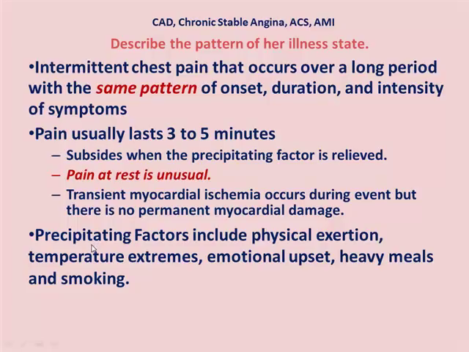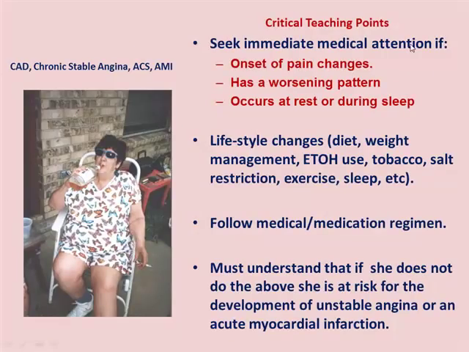So what will bring on that pain is, for most individuals, some kind of physical exertion or temperature extreme. When it's very hot, the pain could occur, emotional upset, heavy meals, and of course smoking. What are the critical teaching points for chronic stable angina? Well, seek medical attention if the pain changes. In other words, if you get pain when you're at rest, or if the pain occurs with activity but it doesn't stop when you stop the activity. So that would be what a worsening pattern would be. And if it wakes you up from a sound sleep, then that is also a worsening pattern. You either seek medical attention in your healthcare provider's office or go to the emergency department.